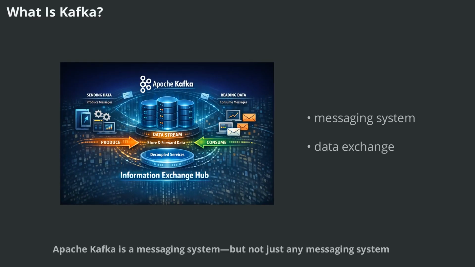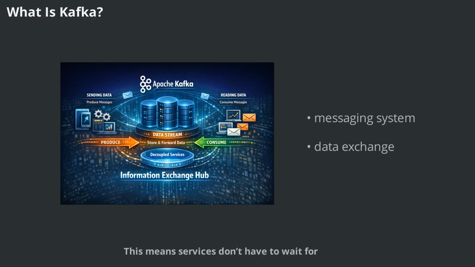At its core, Apache Kafka is a messaging system, but not just any messaging system. It's designed to be incredibly powerful and flexible. Kafka allows applications to send data, store it safely, and let other applications read that data whenever they're ready. This means services don't have to wait for each other or even know about each other's existence. Kafka becomes the meeting point where information is exchanged smoothly and reliably.